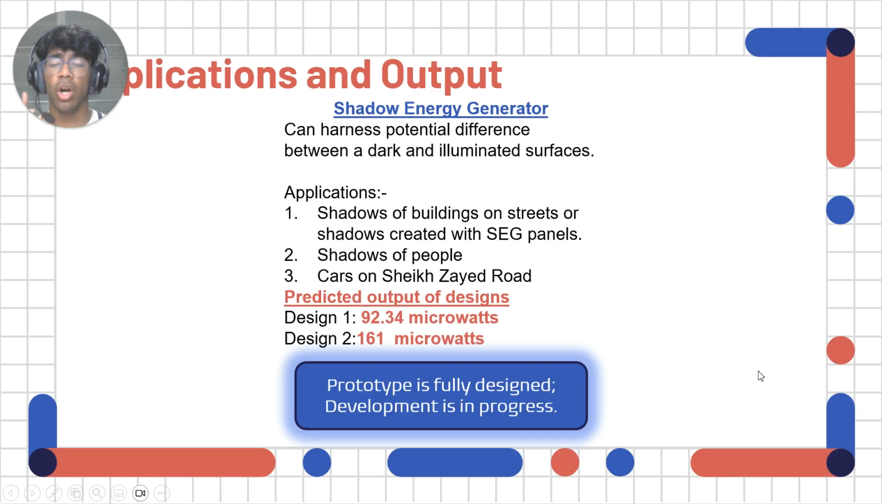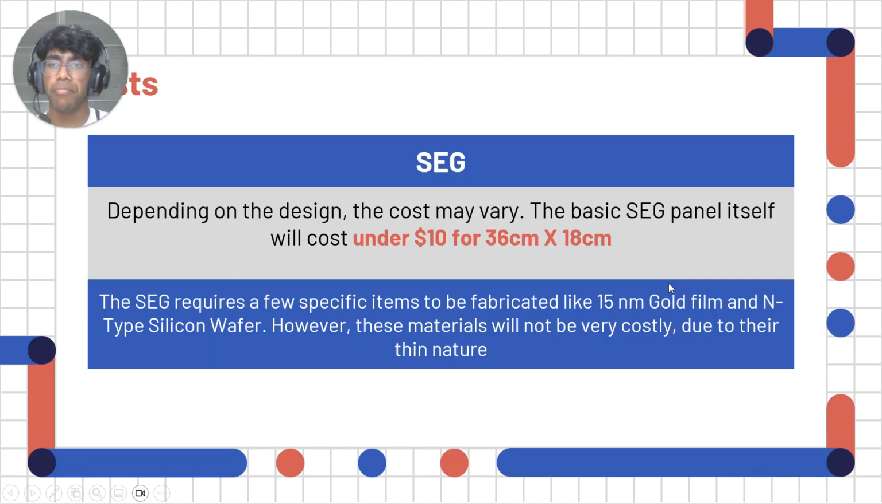For our output, we can see our first design generates about 92.34 microwatts. This has been tested in the lab by NUS researchers, and we've gotten this output from there. Our second design generates about 161 microwatts, and this has been estimated and calculated from the data points we've gotten from the first design. It has several different applications in the real world, but currently it can power a 1.2 volt small watch, and hence the SEG at the current stage can be used to power small appliances with minimal power.